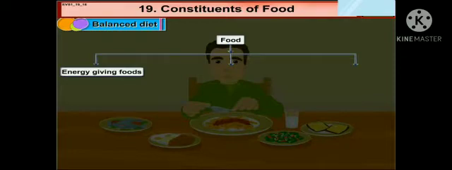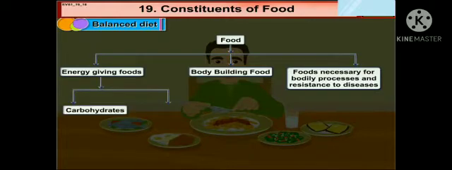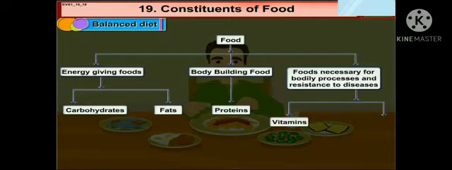What is a balanced diet in food? Energy giving food, bodybuilding food, foods necessary for body processes and resistance to disease. For energy, carbohydrates and fats. For bodybuilding, proteins. And to resist disease, we should have vitamins and minerals.